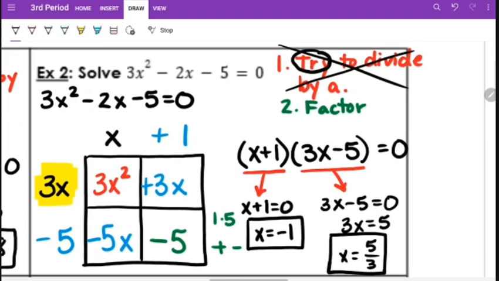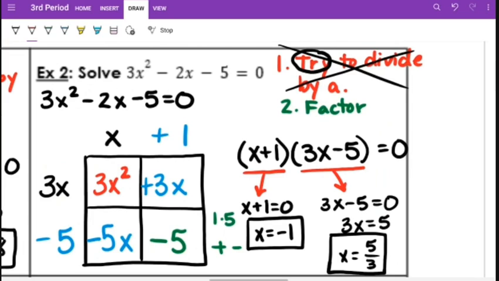So we end up with two answers, negative 1 and positive 5/3. I first want you to notice that the first answer we ended up with was exactly what we would have expected based on our factor. We had our factor, x plus 1, you change the sign, you get the root negative 1, just like we would have predicted. The second one gave us an answer that looks a little strange.